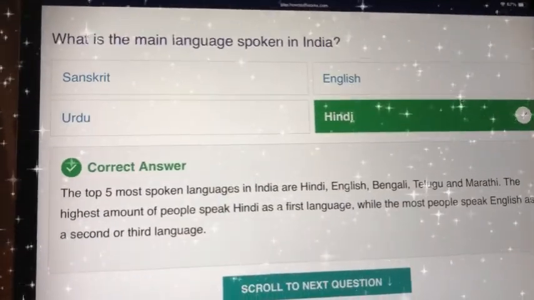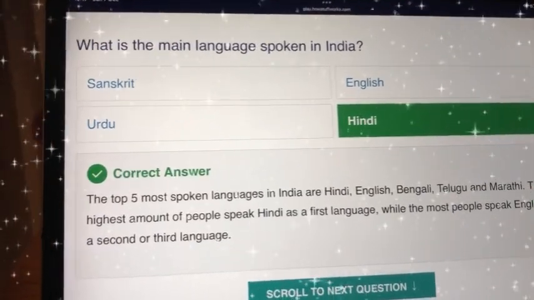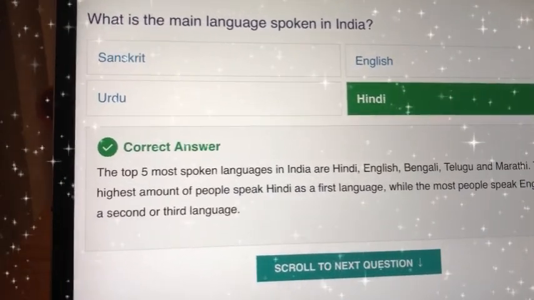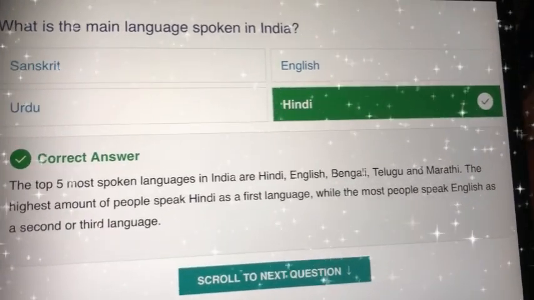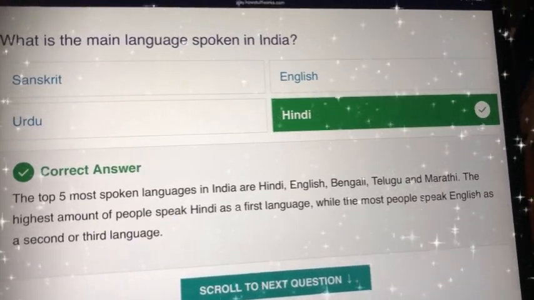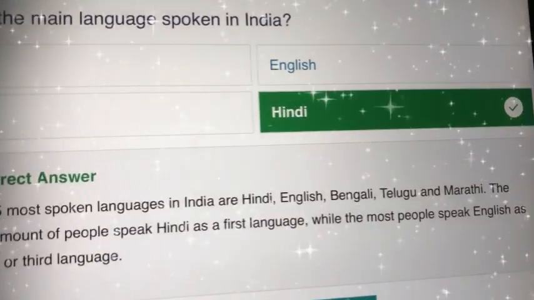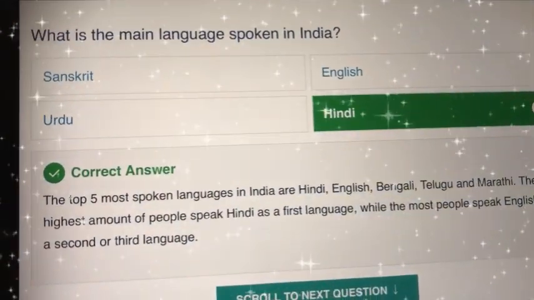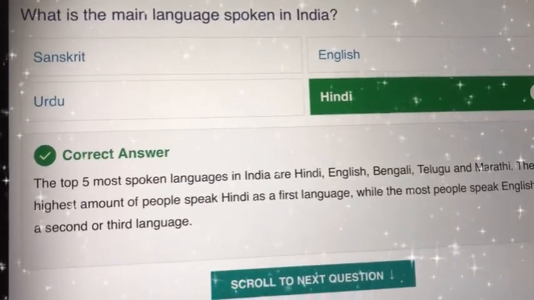So, there we go. It says there, top 5 spoken languages in India are Hindi, English, Bengali, and those two, Telugu and Marathi, I think that is. So there we go. And Hindi is the first language, as you can see there. So that was a tricky one. I hope you all got that right at home. Let's carry on.